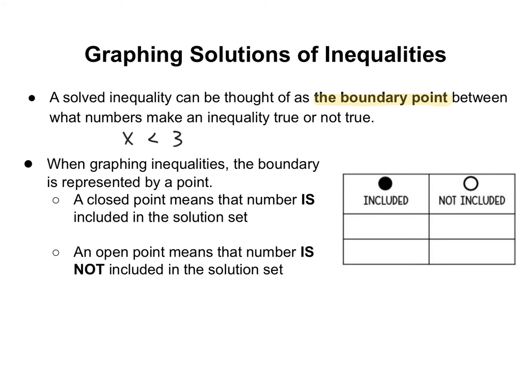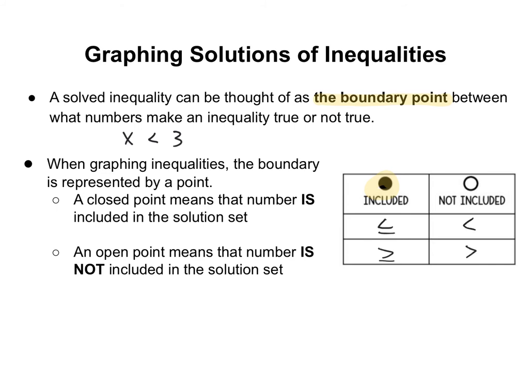When we are graphing inequalities, the boundary point is represented by a point on a number line. A closed point means that that boundary is included in the solution set, meaning that would be our less than or equal to and greater than or equal to statements. An open point means that a number is not included in the solution set. So that is just our less than and greater than.